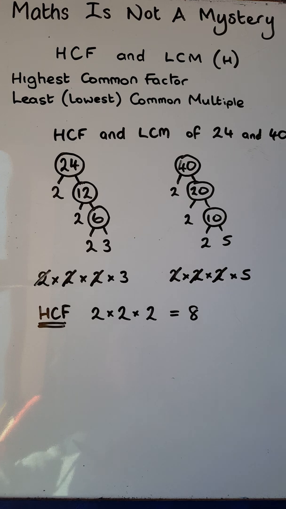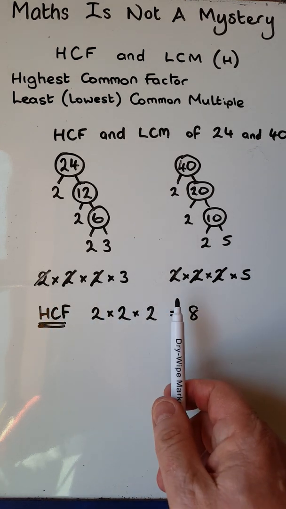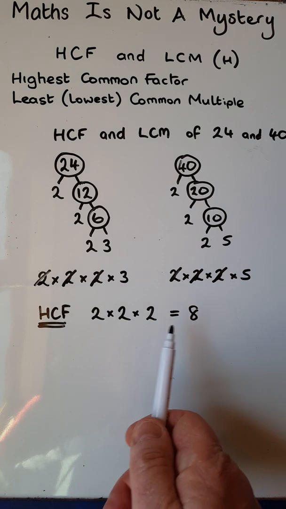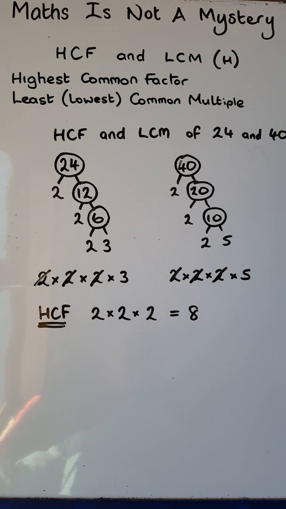So that's all we do then. We do a factor tree, we list them, not in power notation, and we find the matches. We find all the things that are exactly the same as each other, and then we work out the answer to the question. And that's it.